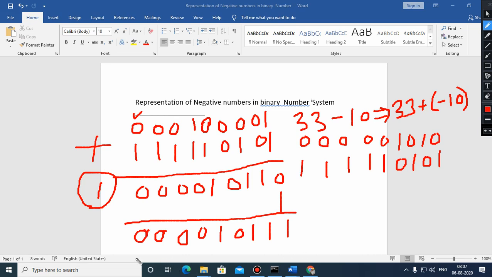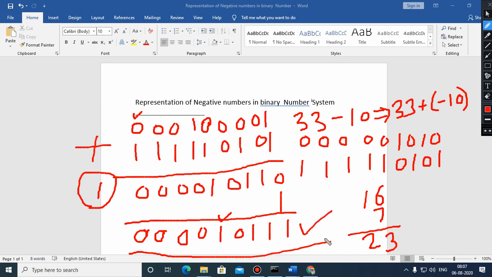Now first of all, we have to see what this is. So children, this is 1, 2, 4, 8. This is 16. And 16 plus 7, which is 23. So this is a positive integer 23 being represented in binary. And here it is 33 minus 10, which is 23. So this is correct. So this is how we use the one's complement method.